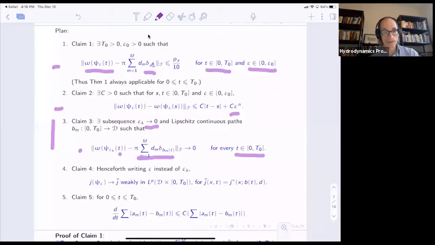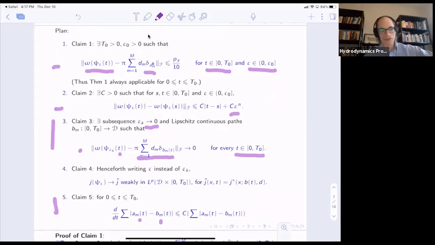And so the first milepost is to actually find some limit, and then we want to verify that these limiting paths b sub m of t are actually the paths a sub m of t that we find by solving the ODEs. And so you can see the final step is exactly that. I will prove an estimate like this, so I want to conclude that a sub m of t is equal to b sub m of t for all time t between 0 and t naught.